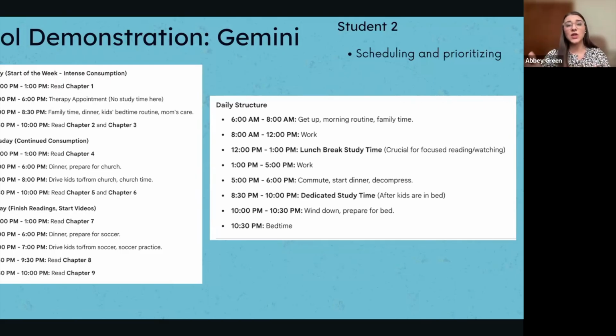So this is less, hey, read chapter 1 at this time, but helping a student to identify where are those blocks of time that they can work on their assignments. So for this student, in this example, they have an hour at lunch and then an hour and a half at night. So that's 2.5 hours during the day that they can work on school. That should be sufficient for them to be able to make progress on their assignments.